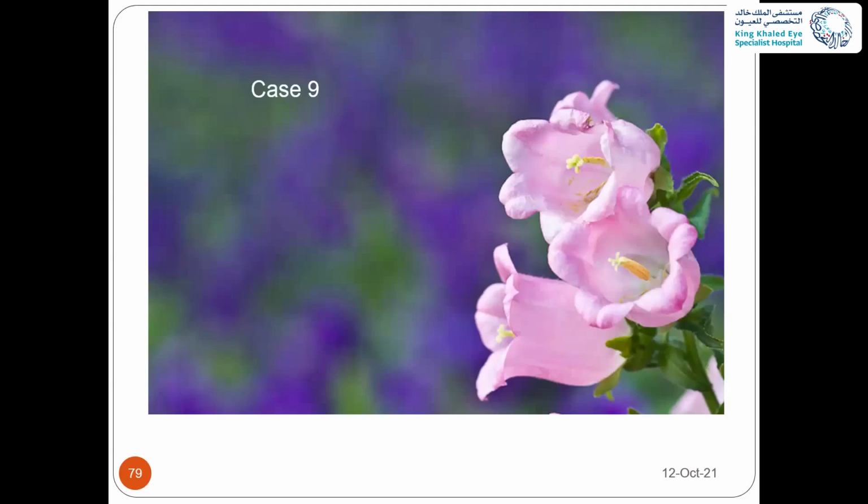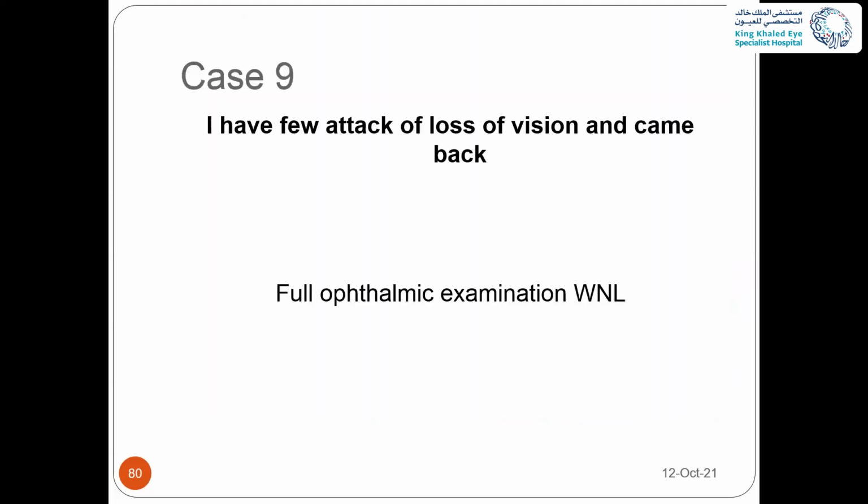Here we come to our last case, case number 9. Let us see. We have a patient who complains, whether he is young or old. Let us say a 30 years old male patient came and said that I have a few attacks of loss of vision and it comes back. The ophthalmologist did a full ophthalmic examination, including visual field, and all examination was normal. This is very important. What is the next? What to do with this patient?